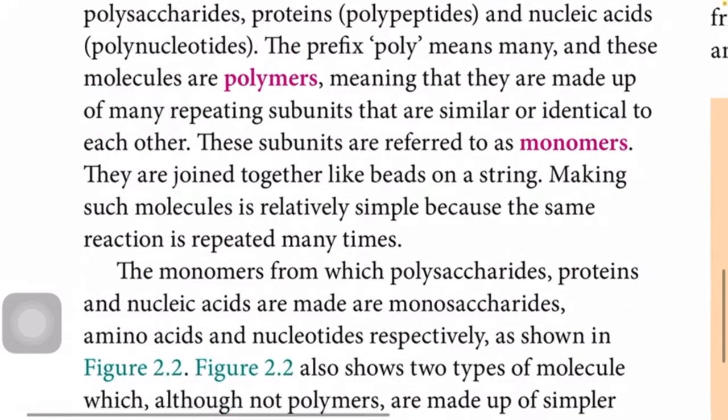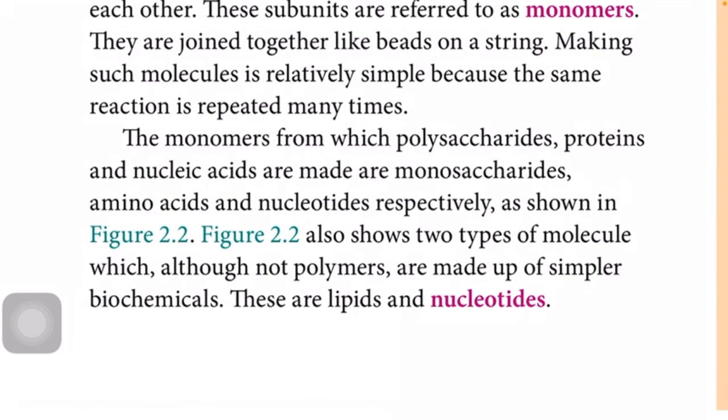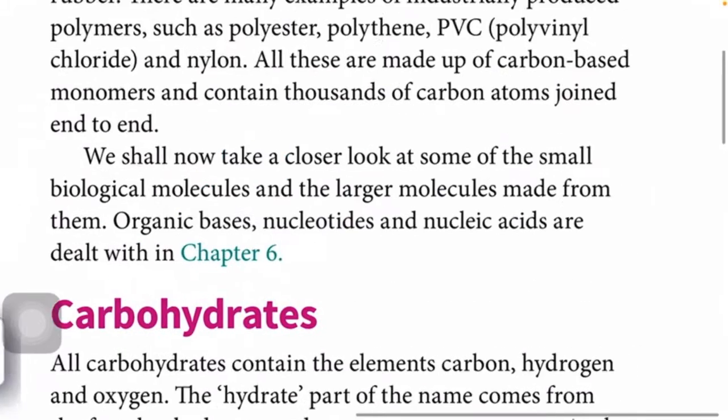The subunits are referred to as monomers. They are joined together like beads in a string. Making such a molecule is relatively simple because the same reaction is repeated many times. The monomers from which polysaccharides, proteins, and nucleic acids are made are monosaccharides, amino acids, and nucleotides respectively, as shown in figure 2.2. Figure 2.2 also shows two types of molecules which, although not polymers, are made up of simpler biomolecules. These are lipids and nucleotides.